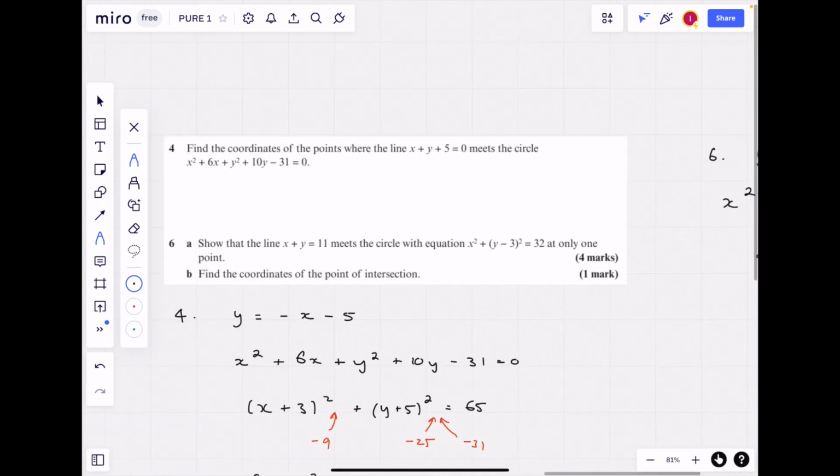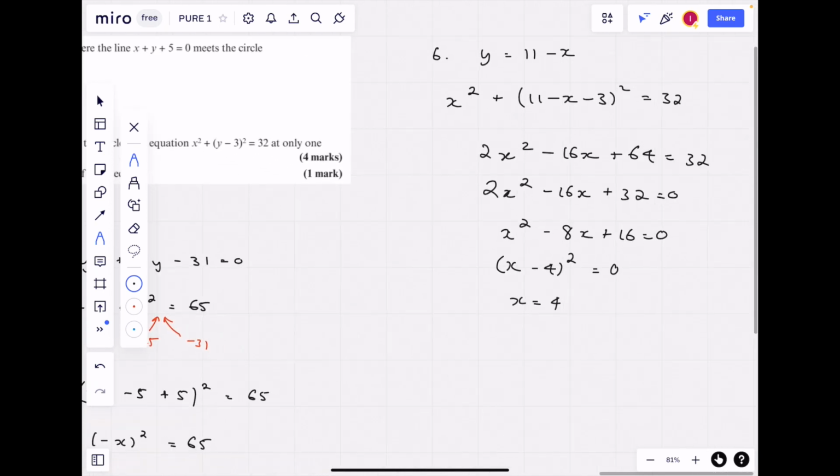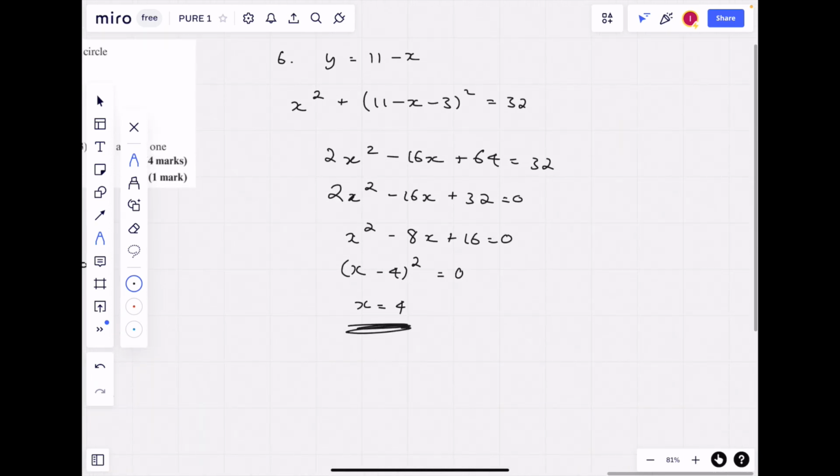Okay. Find the coordinates of the point of intersection. Well, you just found the x. To get the y, you just sub it in. So y equals 11 minus 4, 7. 4, 7. That's how you get the points of intersection. And that is how you do intersections of straight lines with circles.